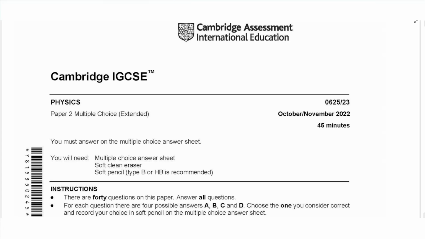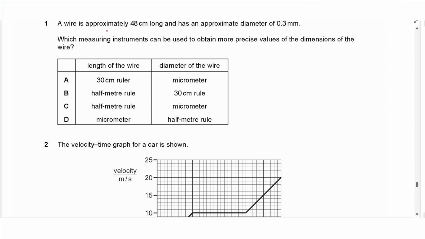So let's get started. Question 1 says a wire is approximately 48 centimeters long and has an approximate diameter of 0.3 millimeters. Which measuring instrument can be used to obtain a more precise value for the dimensions of the wire? So the length of the wire, we can't use 30 centimeter rule. Half rule, yes. Micrometer, yes, for a wire. So the answer is C.